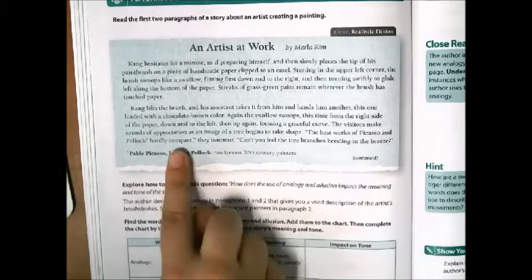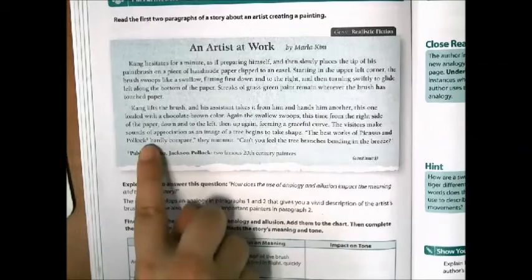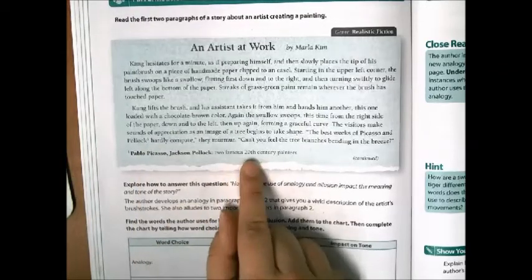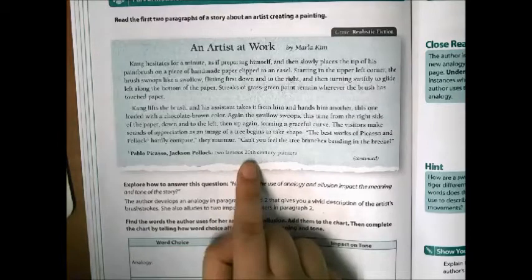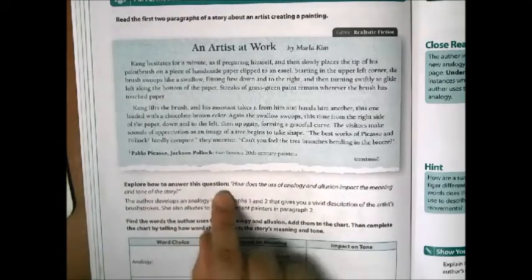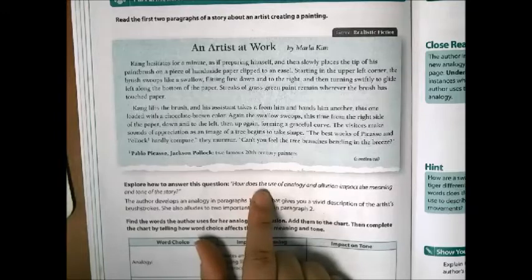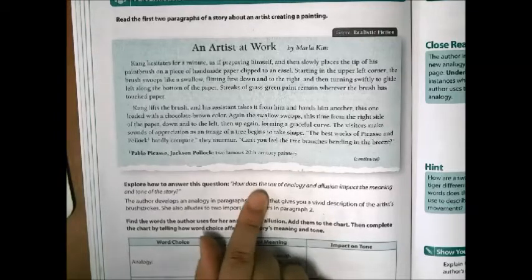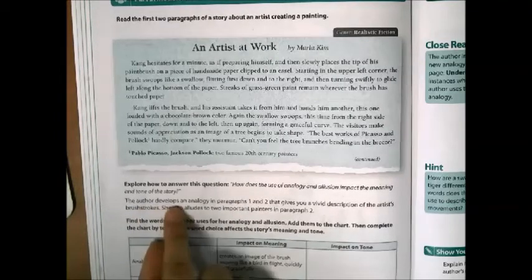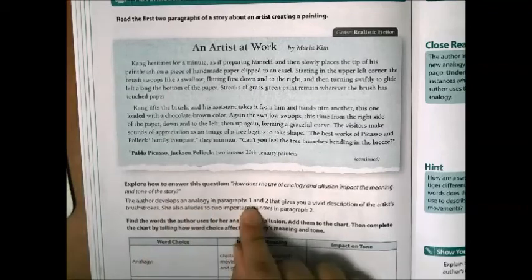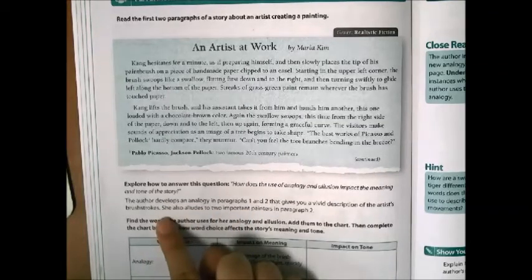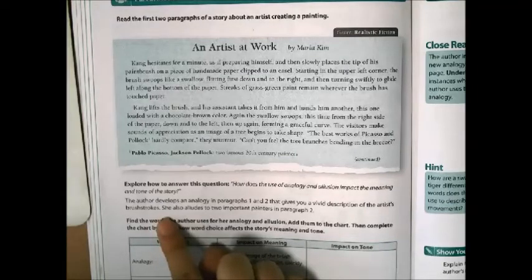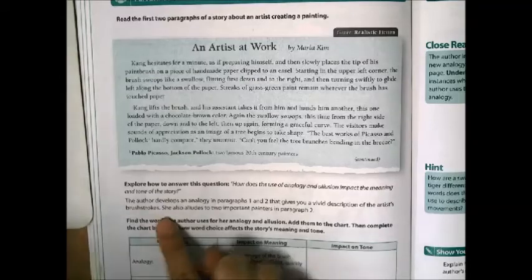So before we continue, notice that Picasso and Pollock have a footnote, and these were two famous 20th century painters. So it says, explore how to answer this question. How does the use of analogy and allusion impact the meaning and tone of the story? It says the author develops an analogy in paragraphs 1 and 2 that gives you a vivid description of the artist's brushstrokes. She also alludes to two important painters in paragraph 2, which were Picasso and Pollock.